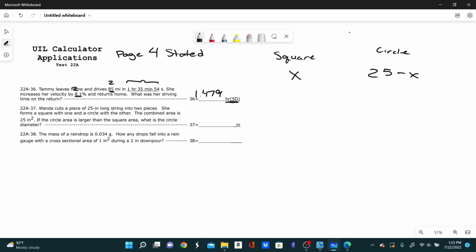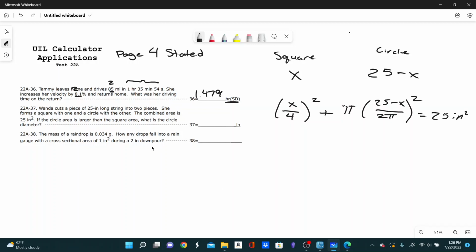Well, this length, if you think about it, will be analogous to the perimeter. So the side length of the square will actually be x over 4. And then to find the area of that, it's just that squared. And then same kind of logic with the circle. This 25 minus x will really be the circumference. And so to find the radius there, I have to divide by 2 pi. And then the area of a circle is pi r squared. So it'll be pi times 25 minus x over 2 pi, squared. And together, this will give us 25 square inches.